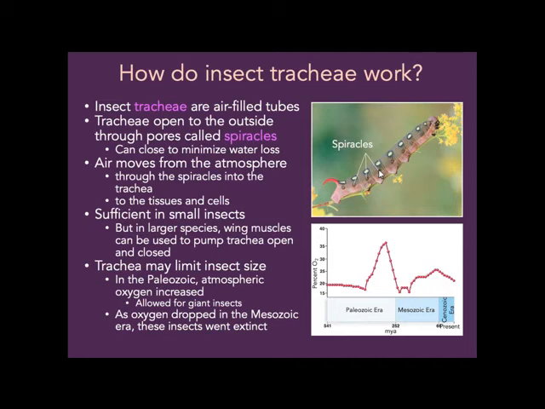So we know that in the Paleozoic, this is when the atmospheric oxygen increased, right? And so this is the time in the fossil record where you see these giant insects, huge dragonflies and stuff like that. But as the oxygen dropped in the Mesozoic, all of these insects went extinct. So we think that's our justification for saying that in order to get massive insects like we had in the past, we would have to have more oxygen in our atmosphere.